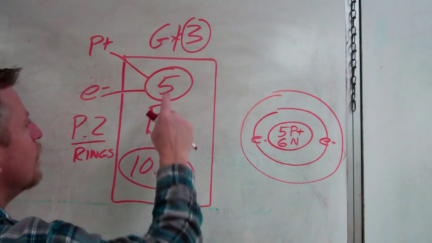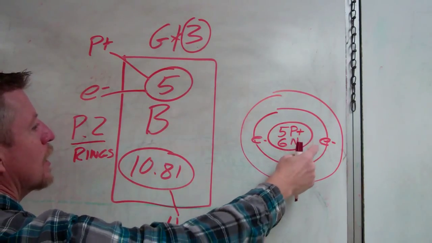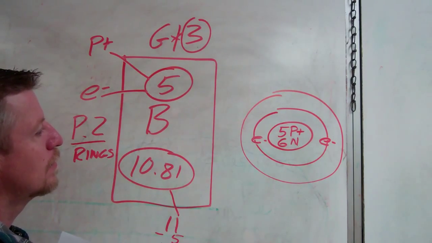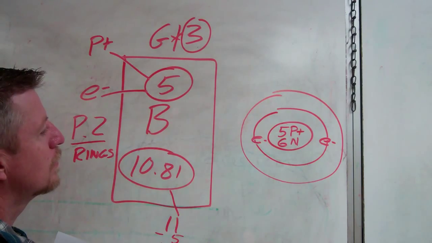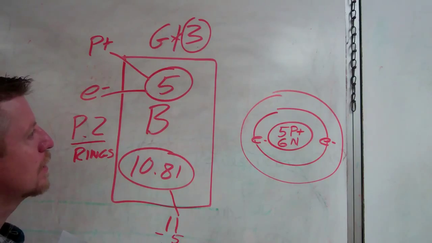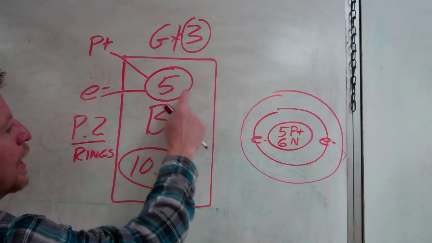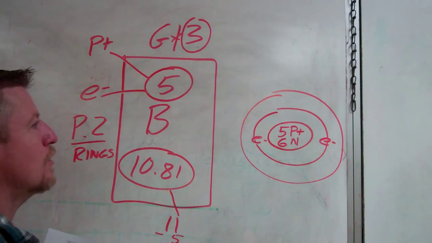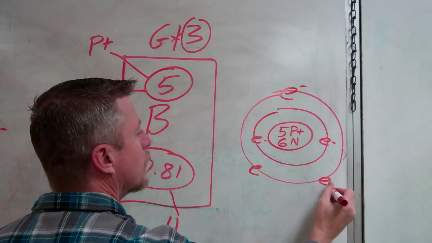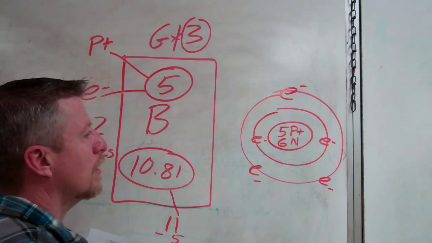Okay, so we have a total of 5. I've got 2 electrons. How many more do I need? I need 5 total, and I have 2 so far. 3. I need 3 more, so I'm going to put them around here. 1, 2, and 3. Okay, now I'm going to check my work.